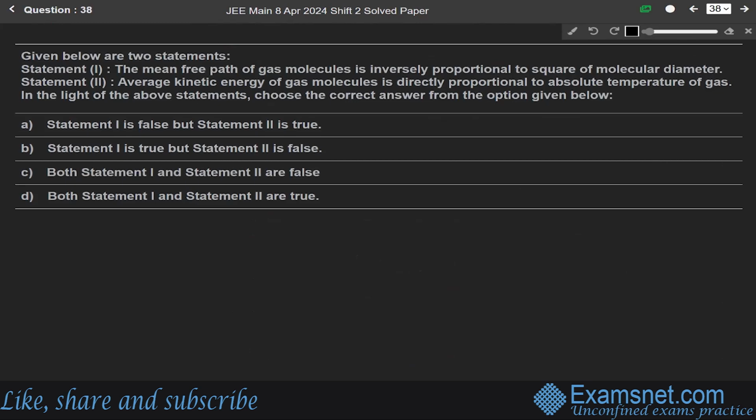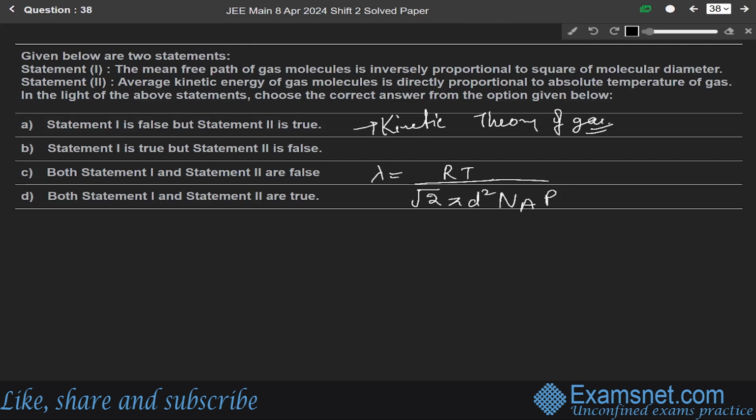Now 38. Given below are two statements. Statement 1 is the mean free path of the gas molecules is inversely proportional to square of the molecular diameter. And statement 2 is average kinetic energy of the gas molecule is directly proportional to average temperature of the gas. This is from the chapter of kinetic theory of gases. And student, we know that there is a direct formula for the mean free path, and this direct formula is lambda equals RT over root 2 pi d square NA P. Okay, and the kinetic energy formula we know is f by 2 nRT.